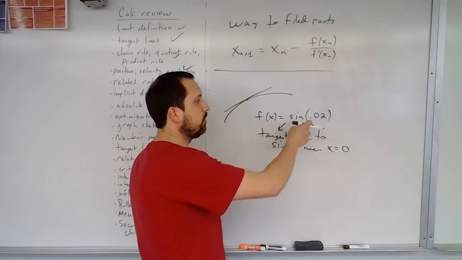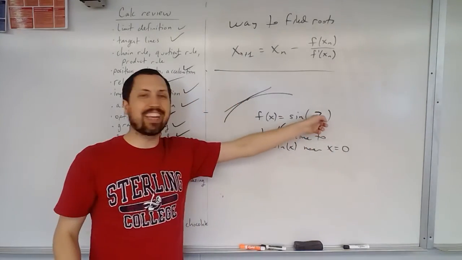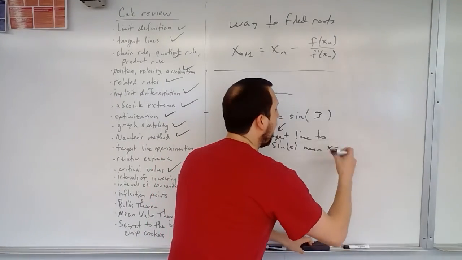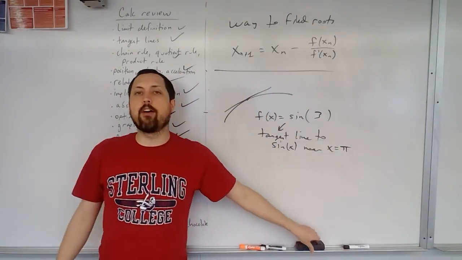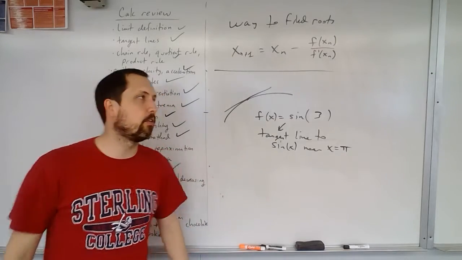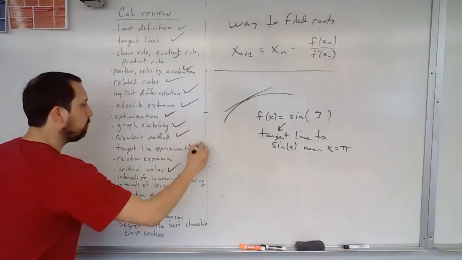If we instead wanted to do something like, say, approximate sine of 3, where this is, again, in radians that we're thinking, we're going to be doing this near x is equal to pi, because finding sine of pi is a lot easier. We're going to use the power of linear approximations for things like that.